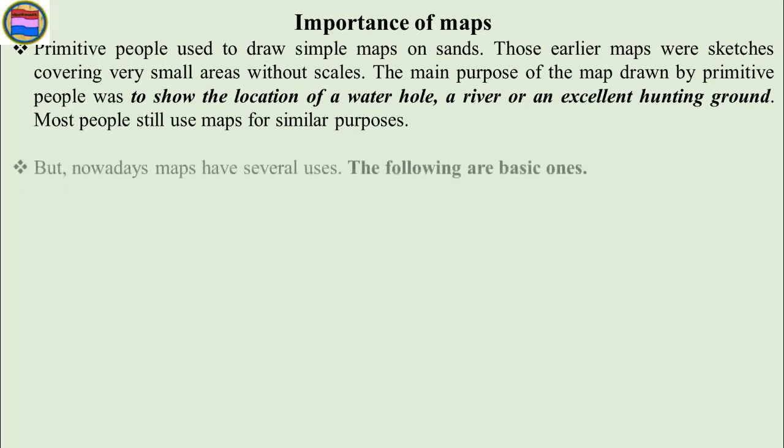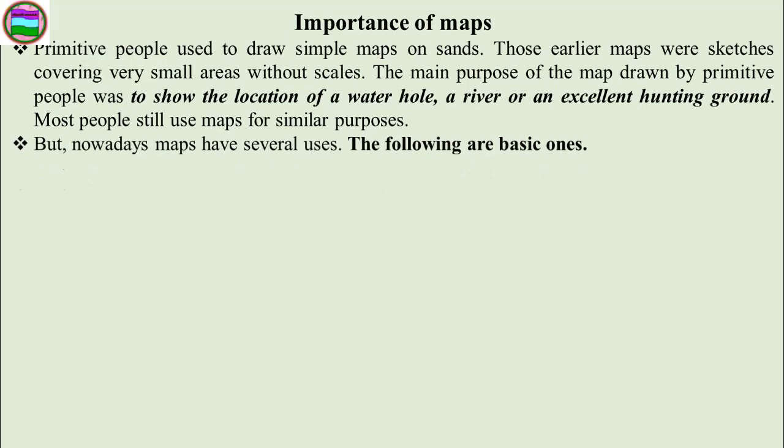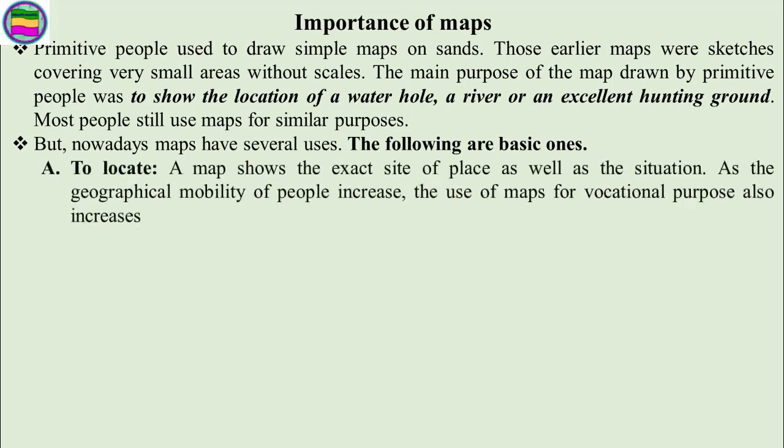Now, at the current time, the map is important for different activities and purposes. For example, the first one is to locate. A map shows the exact site of a place as well as the situation. As the geographical mobility of people increases, the use of maps for vocational purposes also increases. Once we have a map in our hands, we can easily identify the location, whether it is in the west, east, south, or north.